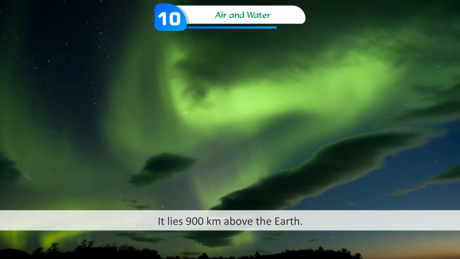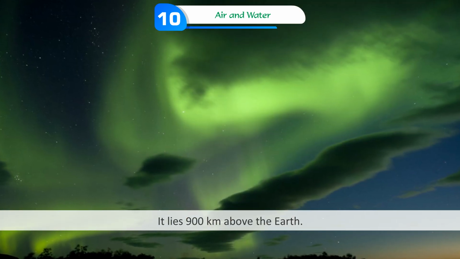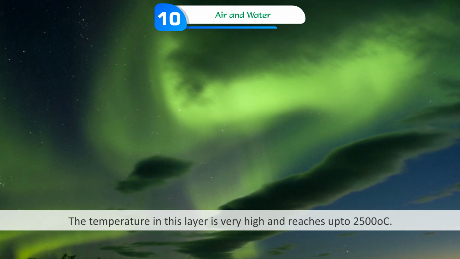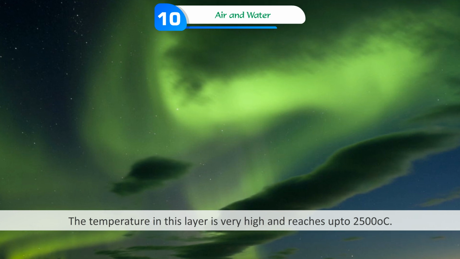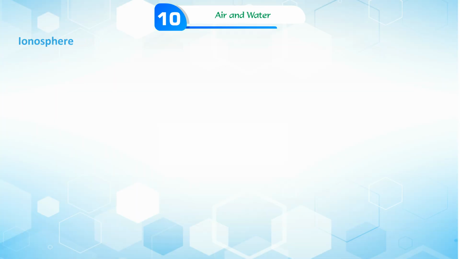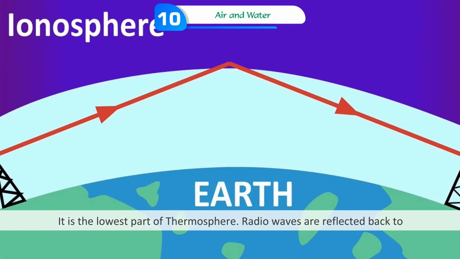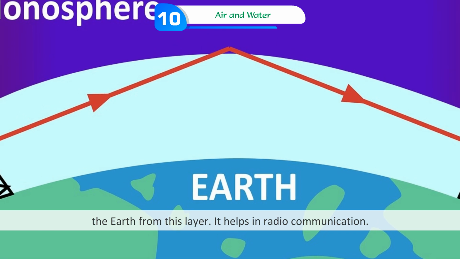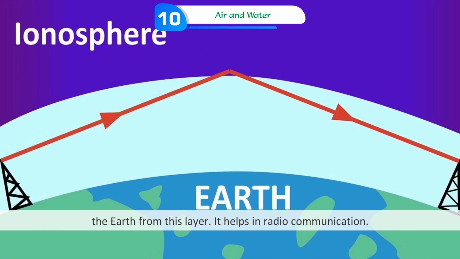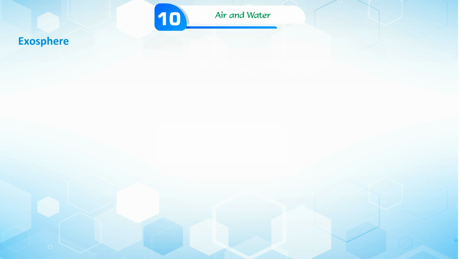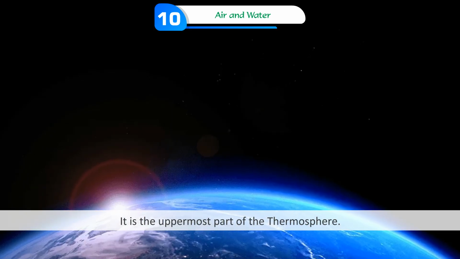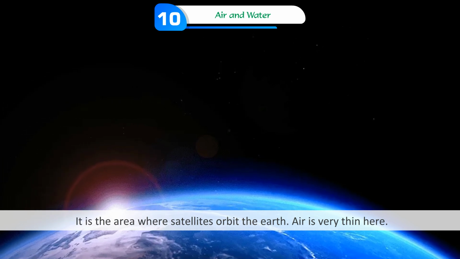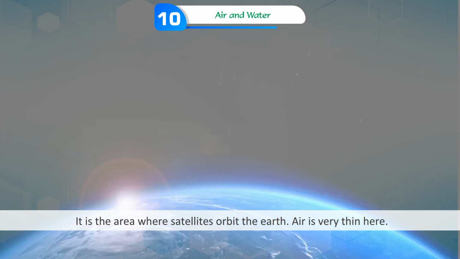Thermosphere. It lies 900 kilometers above the earth. The temperature in this layer is very high and reaches up to 2500 degrees Celsius. Ionosphere. It is the lowest part of thermosphere. Radio waves are reflected back to the earth from this layer. It helps in radio communication. Exosphere. It is the uppermost part of the thermosphere. It is the area where satellites orbit the earth. Air is very thin here.